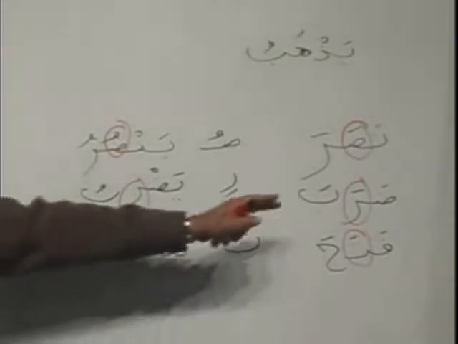Daraba Yadribu, brothers and sisters. If I say Gasala is from Bab Daraba, what will you say? Gasala Yagasilu. Now Jalasa, we did it, brother. Jalasa is Bab Daraba. What will you say? Jalasa Yajilisu. Got the idea? Inshallah. Now Fataha Yaftahu. I say Zahaba is from this Bab, so you say Zahaba Yadhabu. If I say Raja'a, which we did, is from Bab Daraba, what do you say? Raja'a Yaraji'u. So it will make things very easy.